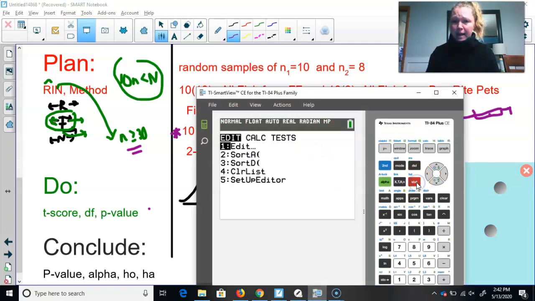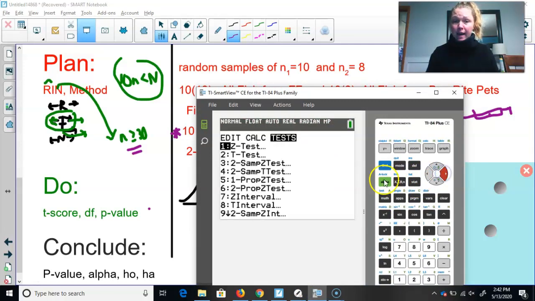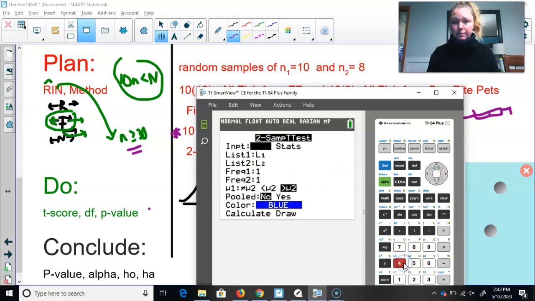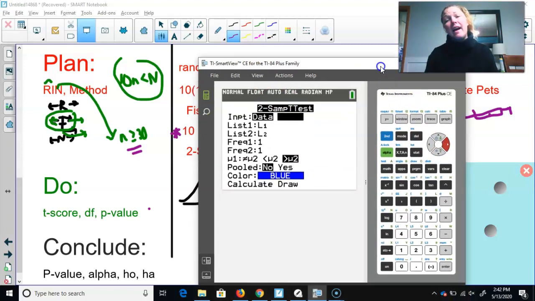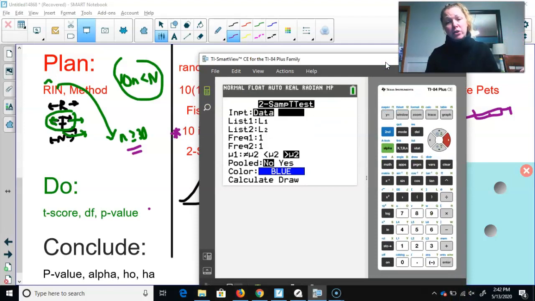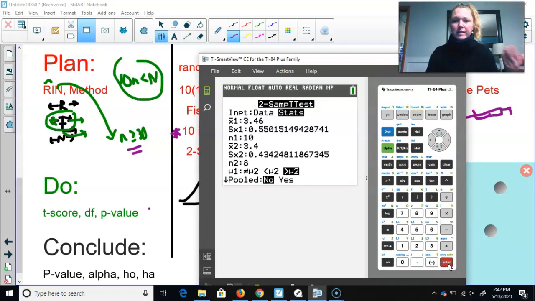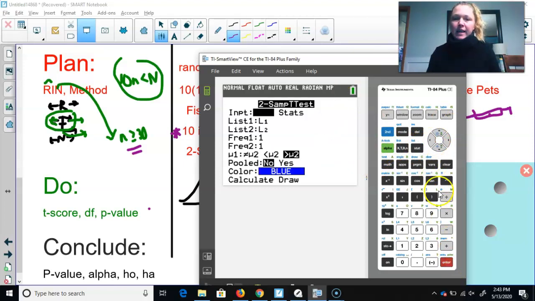And now I'm going to go to stat. I'm going to arrow over to tests and I'm going to go to 2-sample t-test. That's number 4. Now I have the data in already, but if you do a dot plot on your own and you don't enter the data in L1 or L2, you can go right to statistics. That's so much faster. Okay. That is so much faster. So I'm going to go over and either way, because this data comes from both, I'll go back to the data because that's just where I was.